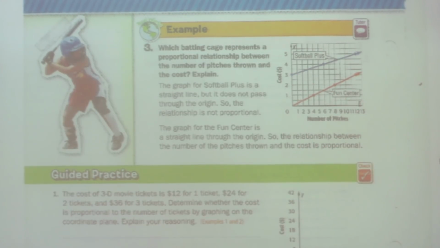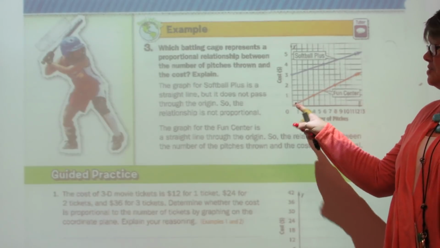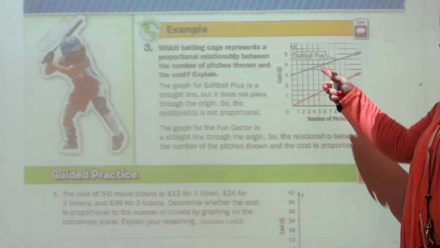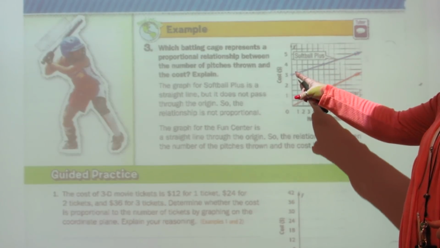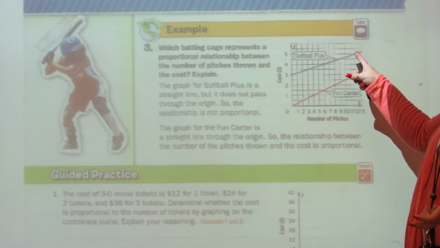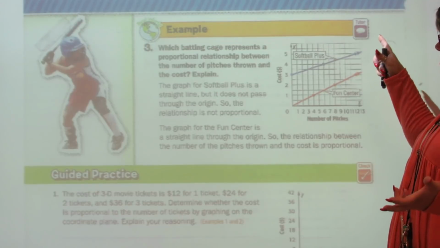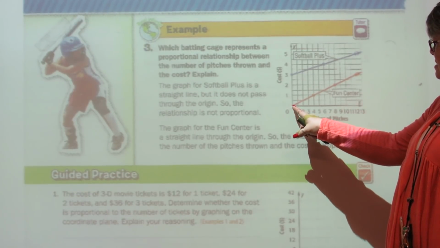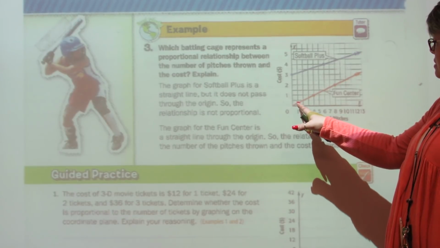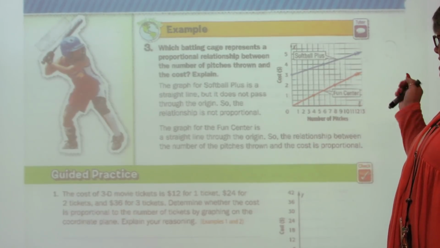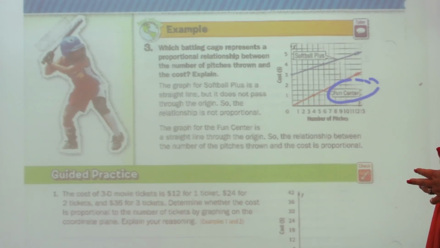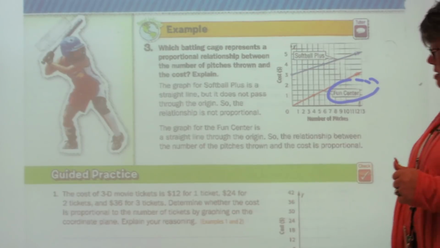What does that automatically tell me? There's no 0, 0. So can it be a straight line that starts at the origin? No. So softball plus does go in a straight line, but it doesn't start at the origin, so it can't be a proportional relationship. Is the fun center starting at the origin and a straight line? Yes. So the fun center is the one that is the proportional relationship. Okay?